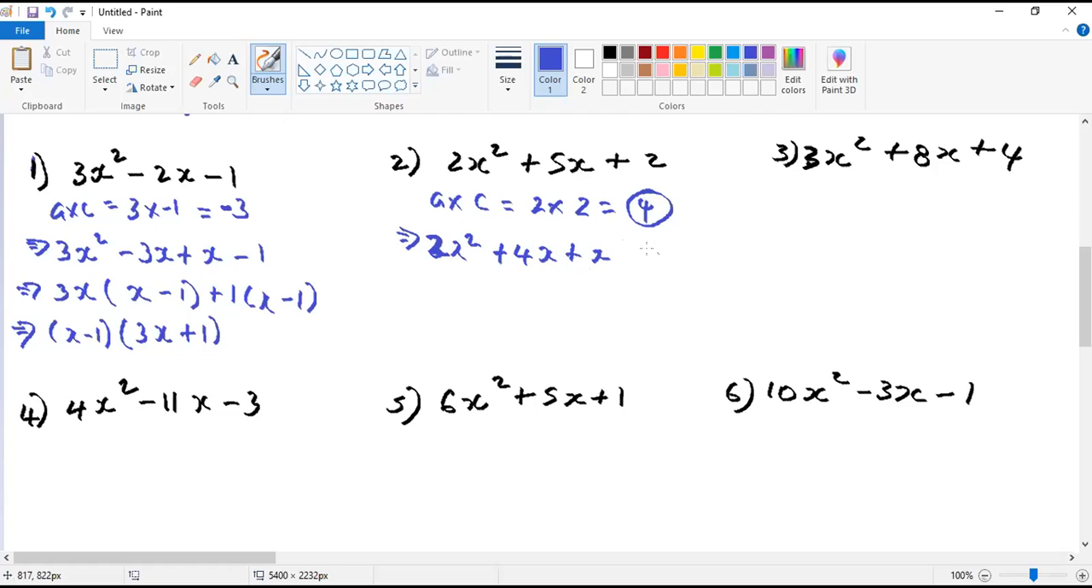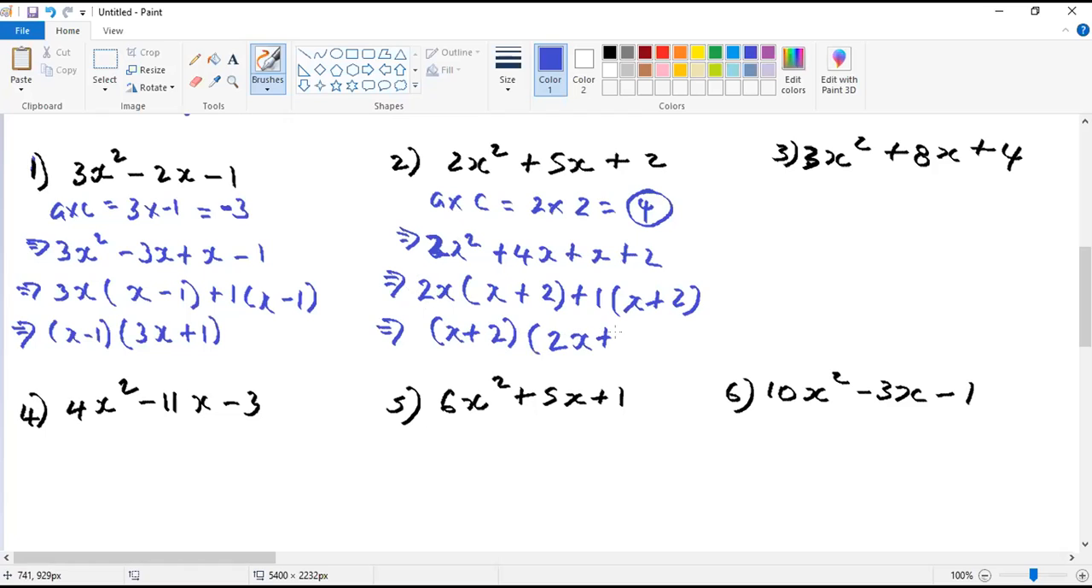So that's 2x squared, and then we'll have 4x plus x plus 2, right? So here now we factor out the 2x. So I have x here, we'll have 2, now we'll have 1x plus 2. And then we have x plus 2, 2x plus 1. Done.